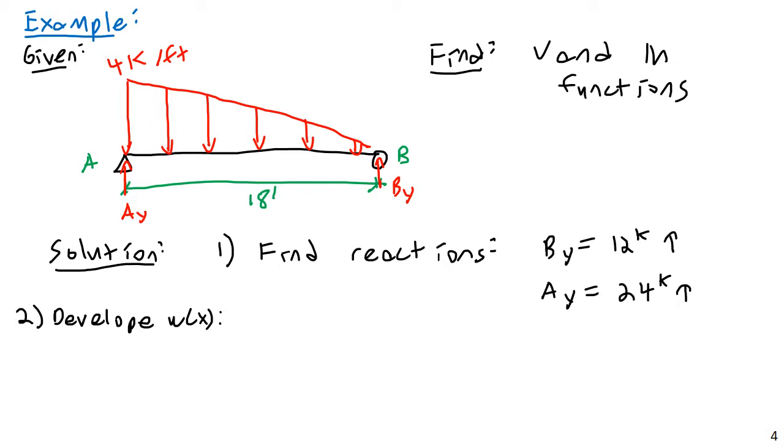Let's say that I want to get a function for w of x, for load as a function of x. I know that on this end of the beam, the load is 4 kips per foot, and at this end of the beam, the load is 0. So fundamentally I have two known points: 0 and 4, and 18 and 0. How do I find a function between them?